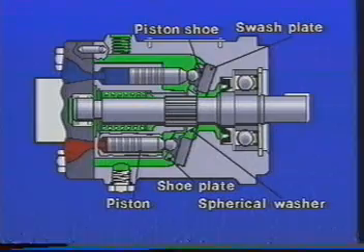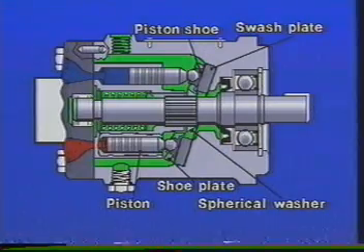In fixed displacement units, the swash plate angle is determined by a machine surface in the pump body and cannot be changed. Variable models have a movable yoke, which holds the swash plate and permits it to be pivoted to any desired angle up to the maximum displacement of the pump. Here, too, various controls are available, from manually controlled levers to pressure compensators.